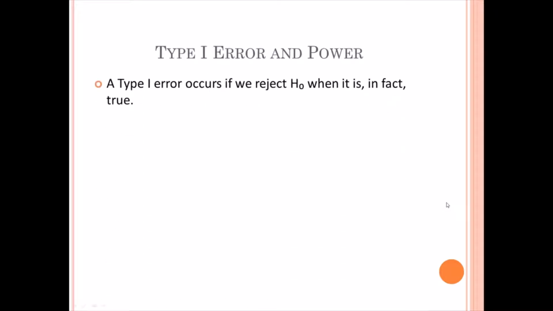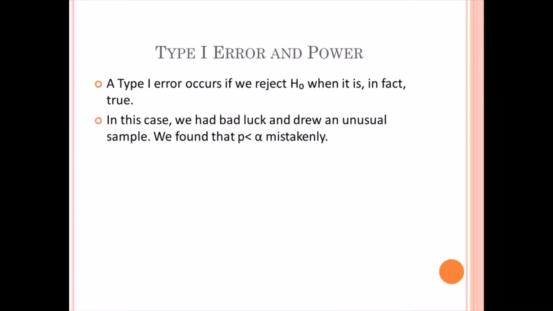So again, a type 1 error occurs if we reject H0 when in fact it's true. In this case, we just had a bad pull. When we pulled the sample that we had, it was bad luck. We drew an unusual sample and we got a p-value that was really small. We used that to compare to alpha. It turned out to be less, when in fact, if alpha was 0.05, it was probably one of the 20 samples that would be weird, right? And we just had bad luck and picked it.